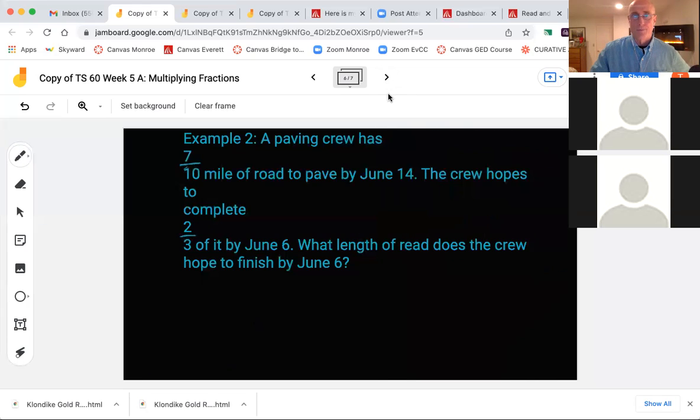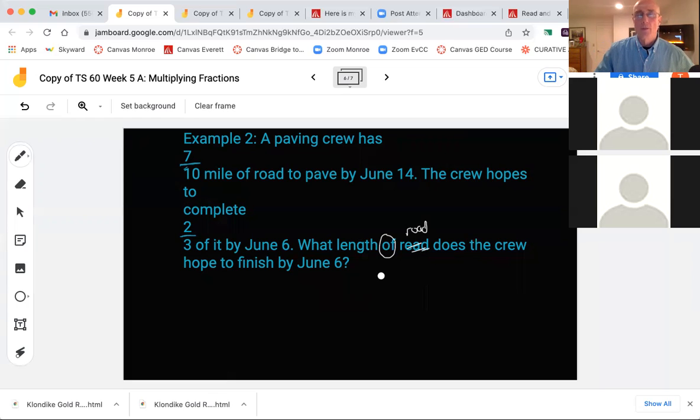I'm going to jump to a story problem here. Example number 2. A paving crew, paving asphalt on a street, has 7/10 of a road to pave. By June 14th, the crew hopes to complete 2/3 of it by June 6th. What length of road does the crew hope to finish by June 6th? I want you to notice again, see this word "of": what length of the road does the crew hope to finish?